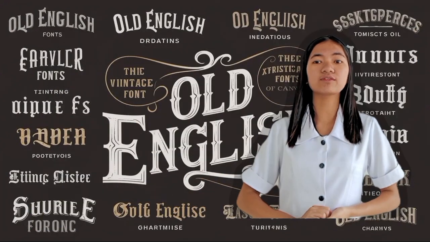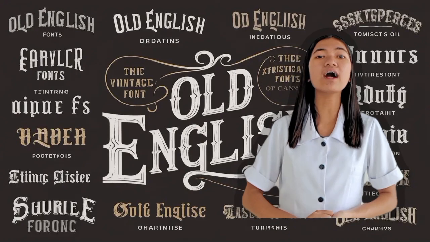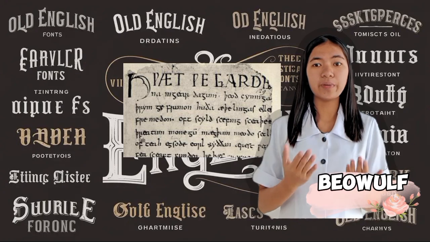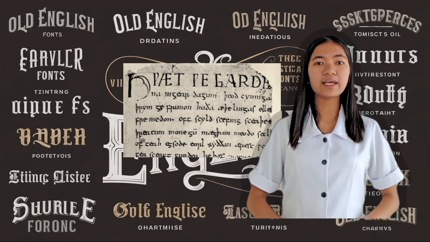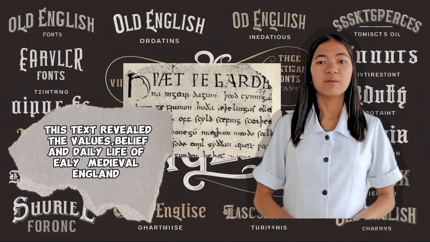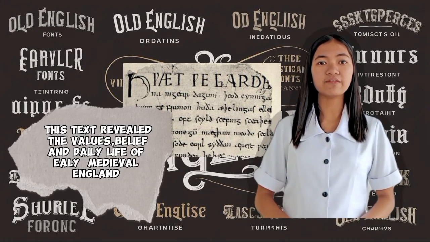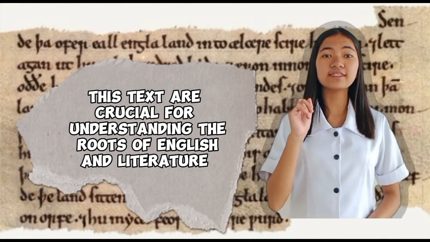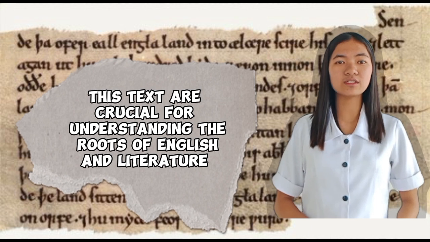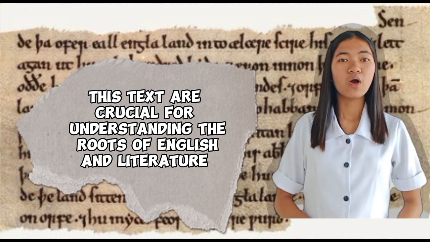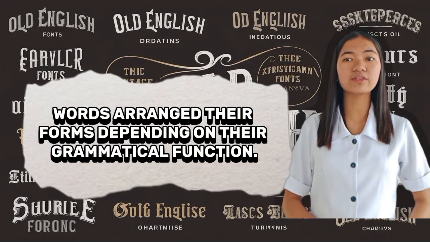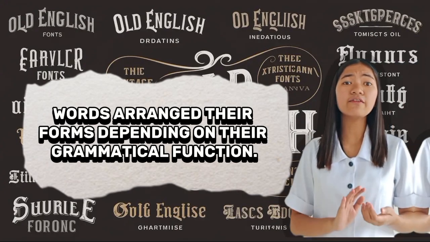Old English manuscripts offer a fascinating glimpse into Anglo-Saxon culture and language. From epic poems like Beowulf to historical records like the Anglo-Saxon Chronicle, these texts reveal the values, beliefs, and daily life of early medieval England. These texts are crucial for understanding the language of the early Anglo-Saxons, known as Old English, which was a highly inflected language, meaning that words changed their form depending on their grammatical function.